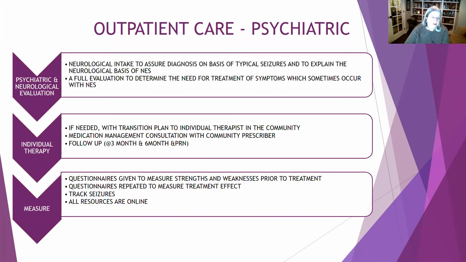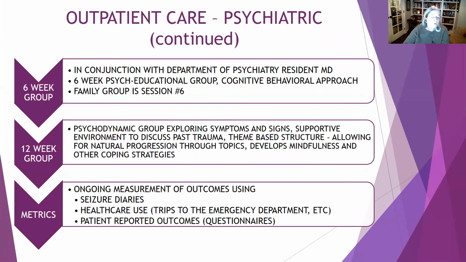We measure things by giving questionnaires. We're measuring strengths and weaknesses prior to treatment, and then again after treatment is online. And then we have a very specific treatment modality with a 6-week group, which is a psychoeducation group that uses a cognitive behavioral approach. The 6th session in that group is a multifamily group where we get all of the families together. This has been a real challenge with Zoom, I have to tell you, but it's actually working much better than we thought it would, and it's been a lot of fun.